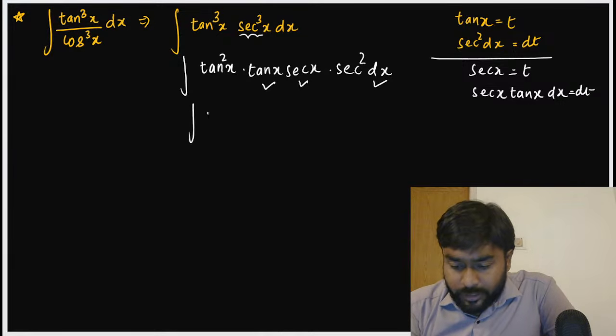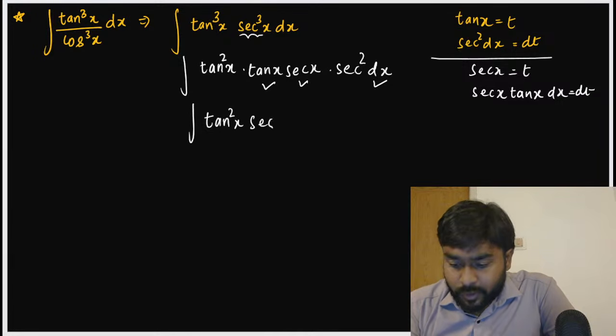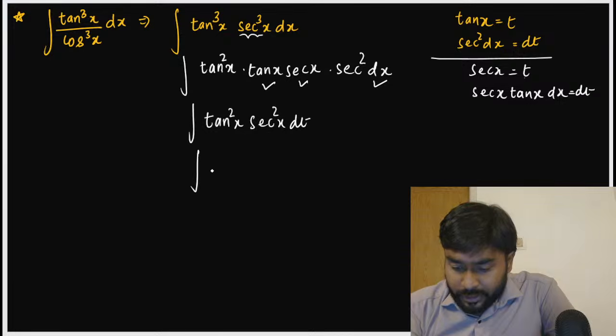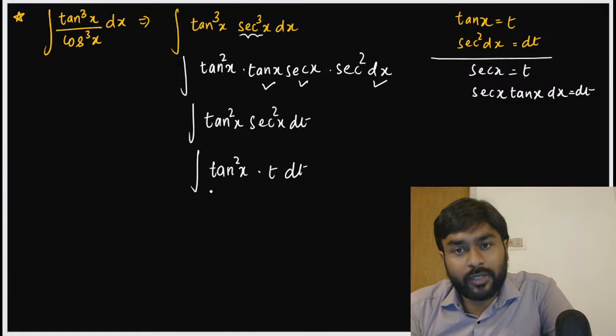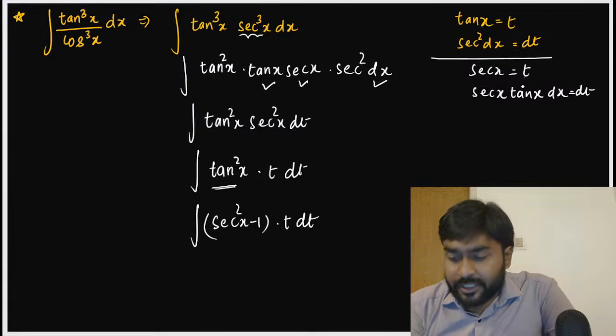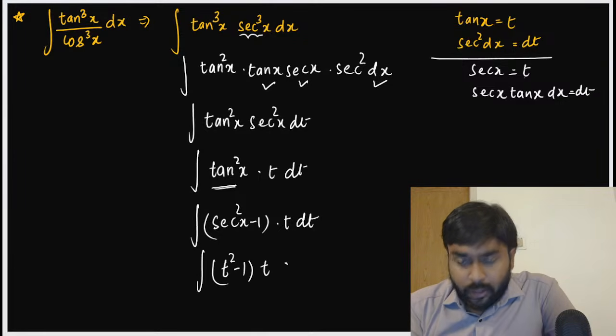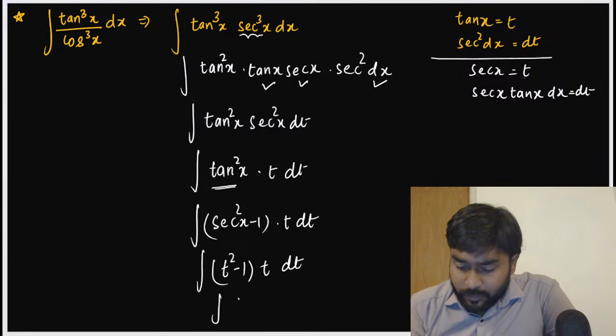I think these two will become dt. The remaining is tan square x and secant x dt, correct? Secant x you can write t. So tan square x into t dt. Now we have to write tan square x also in the form of secant square x. So tan square x you can write secant square x minus 1 into t. Again secant x is t, so here you can write t square minus 1 into t dt. Now this t you can multiply inside. It will become t power 3 minus t dt.